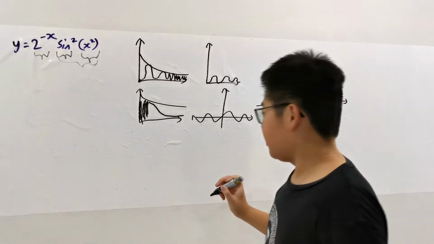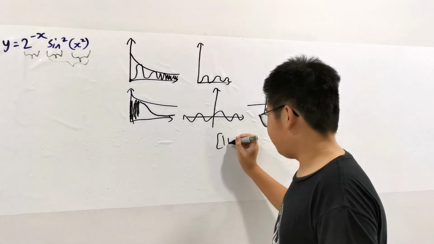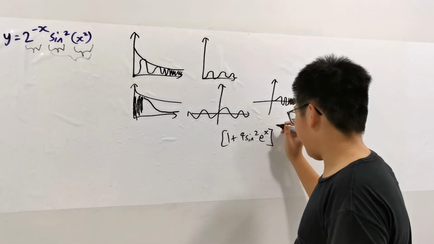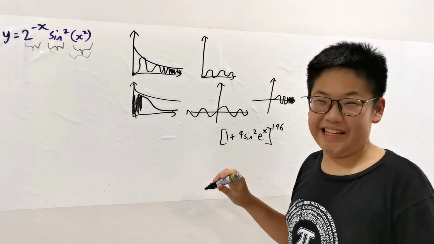You can experiment with all combinations and shapes and sizes of sine and x until you finally encounter a monster like 1 plus 4 sine squared e to the power of x to the power of 146. Maybe you could try buffing that out and send it to me.